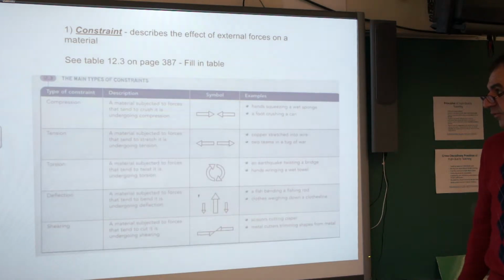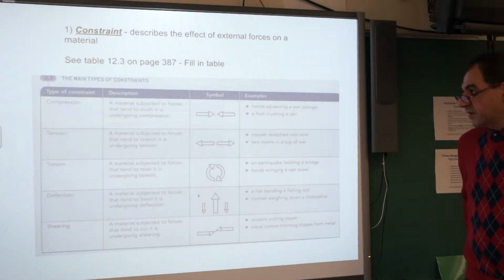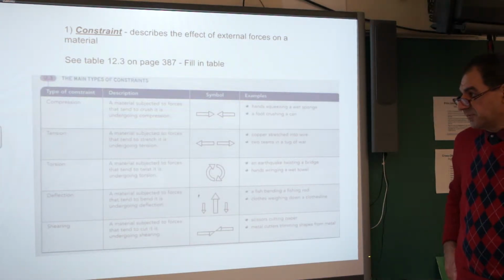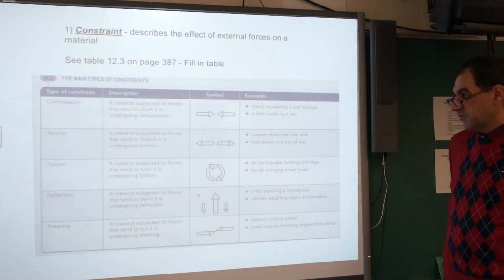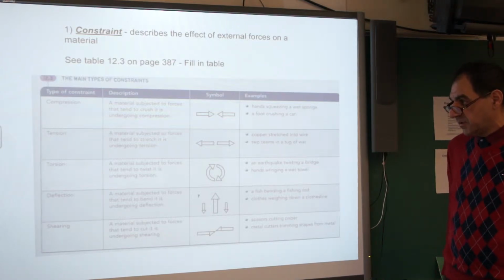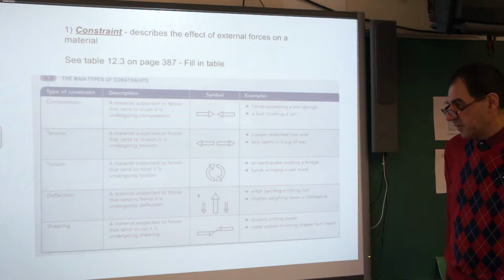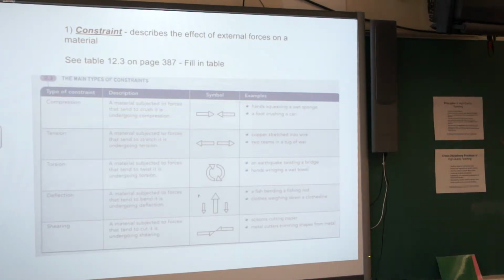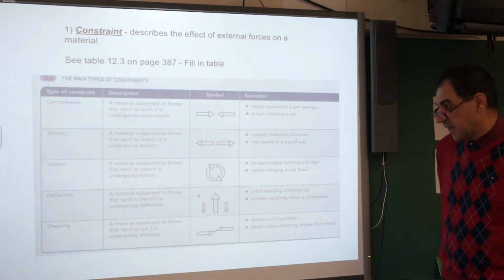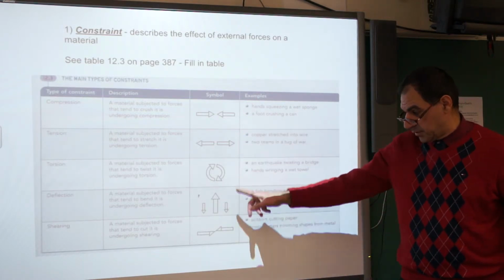With regards to compression, this is a material subjected to forces that tend to crush it. Tension is a material subjected to forces that tend to stretch it. Torsion, a material subjected to forces that tend to twist it, while deflection is a material subjected to forces that tend to bend it. And finally, shearing is a material subjected to forces that tend to cut it. And these symbols are important to know.